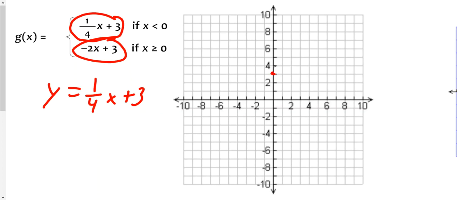Now normally you'd go up 1 and right 4, but that's getting into the part of the domain we're not interested in. So we're actually going to go in the opposite direction and go down 1 and left 4, and down 1 and left 4, and that's a nice way to get that graph.